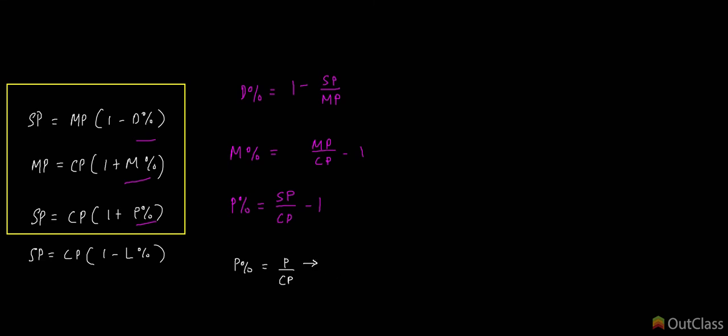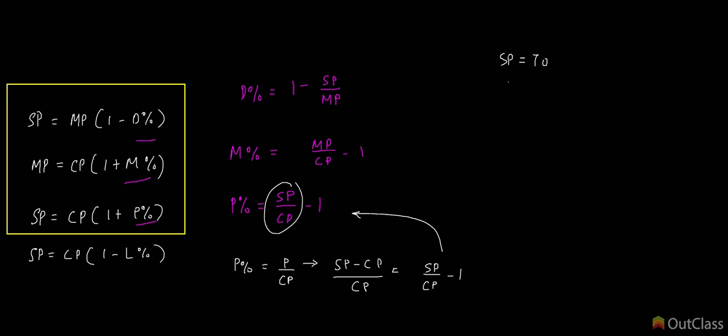Now, what is P? It is SP minus CP by CP. If you distribute the denominator, you will see that it is SP by CP minus 1. And that is why I use that formula. You simply find the ratio and subtract 1. So let's say you have an SP of 70 and a CP of 50. What do you get when you divide them? You get 1.4. Ignore the 1. 40%. That's your profit percent. So find the ratio, subtract 1, and you have your profit percent. Ditto the other two rates as well.